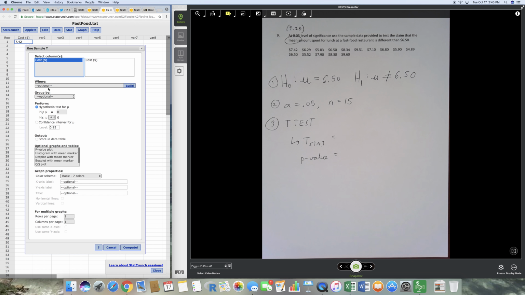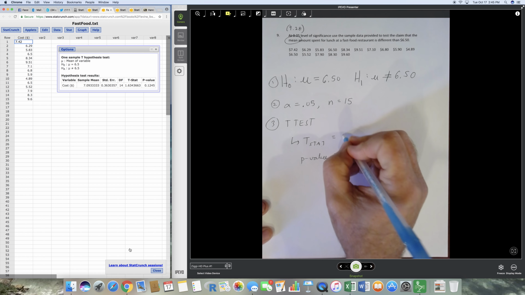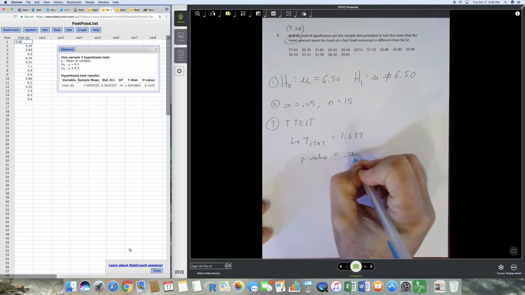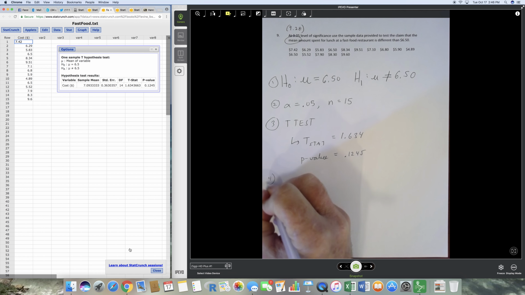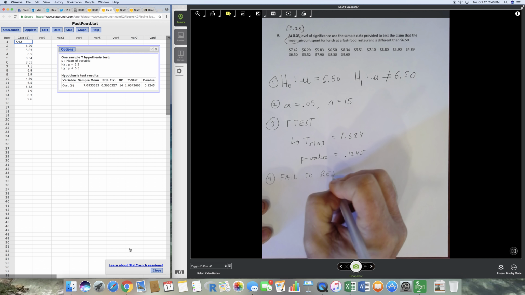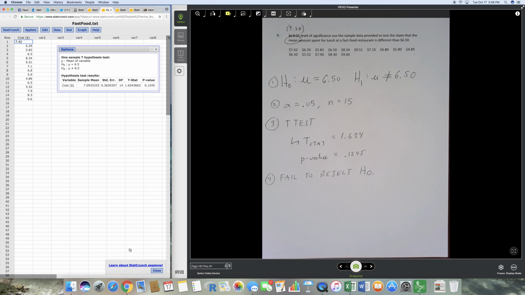So choose cost. I want mu to be 6.50, mu not equal to 6.50. And essentially I'm ready to go. So my t statistic is 1.634. My p-value is 0.1245. My p-value is higher than my alpha. So my decision is fail to reject H sub 0.